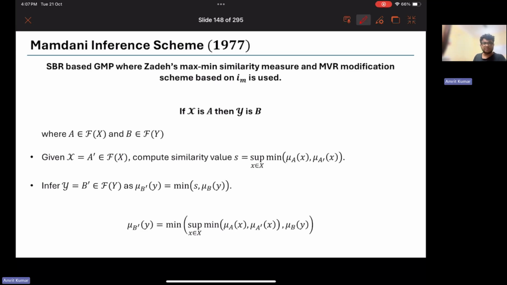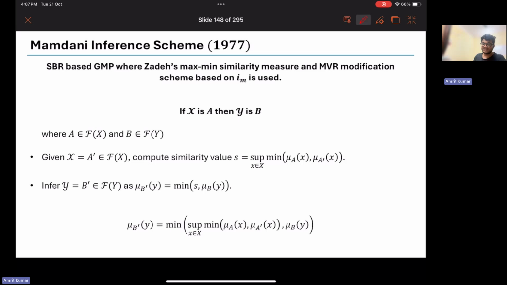So we saw how similarity based reasoning works, right? How generalized modus ponens based on similarity based reasoning works. Now I will talk about a specific similarity based reasoning scheme, which is called Mamdani inference scheme, right? And this is basically the central focus of the course. So Mamdani inference scheme was proposed by this person named Mamdani, an engineer who, by the way, did his early education in India only. And he proposed this scheme in 1977.